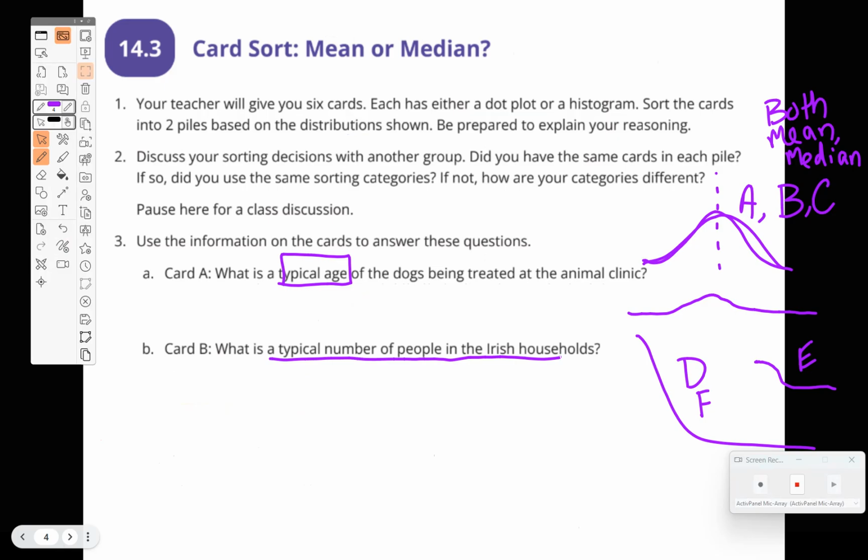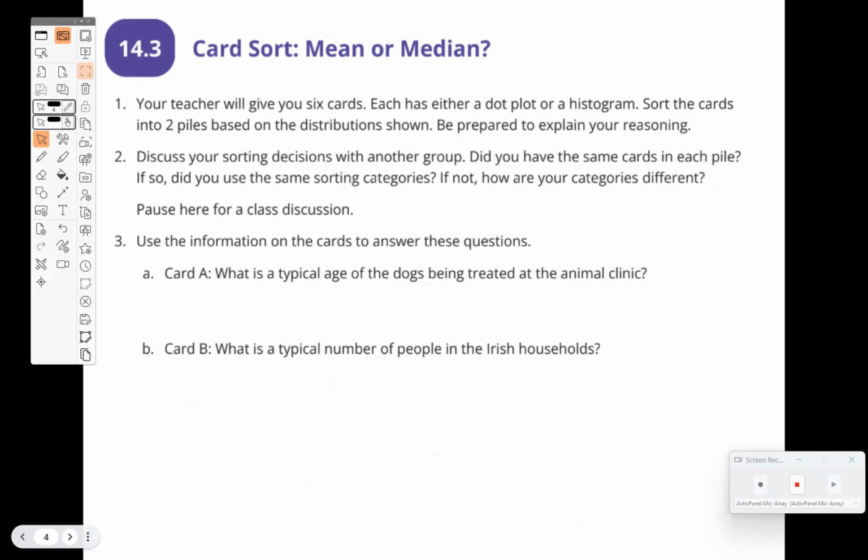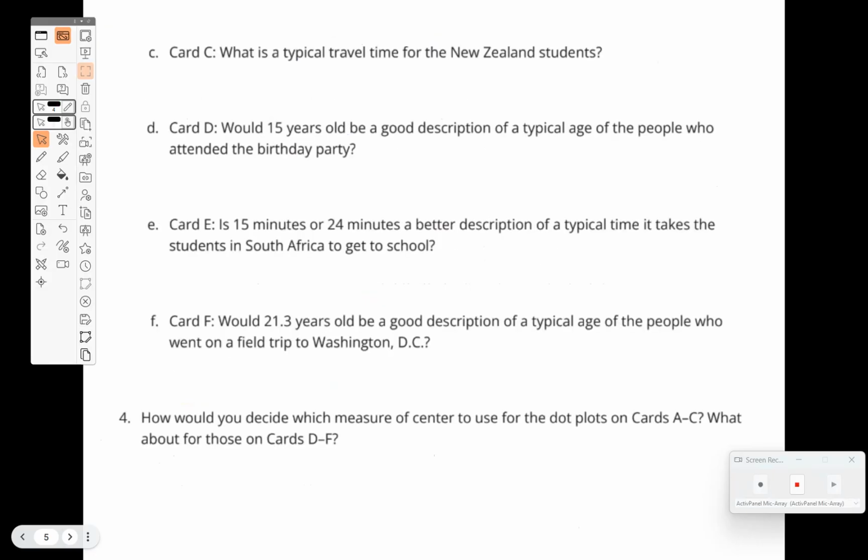Card C. Card C is asking, what is a typical travel time for the New Zealand students? Ooh, it's a little more widespread, but Aubrey, what do you think? 12.5?